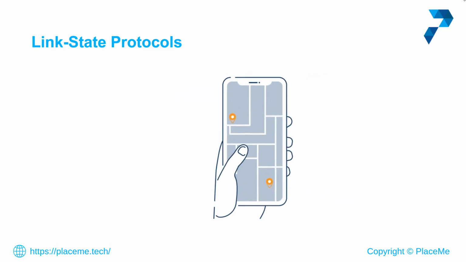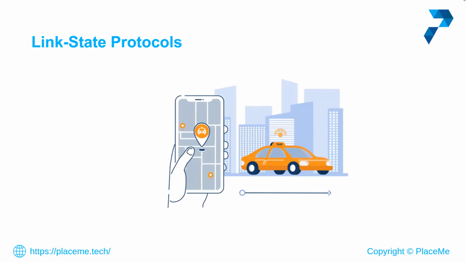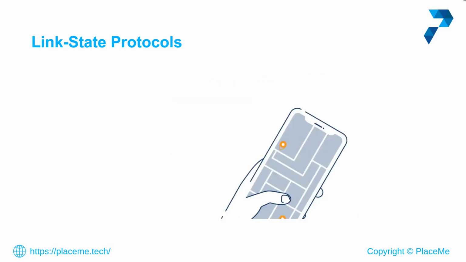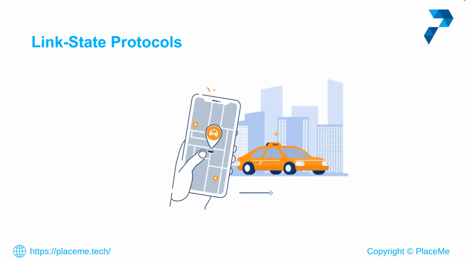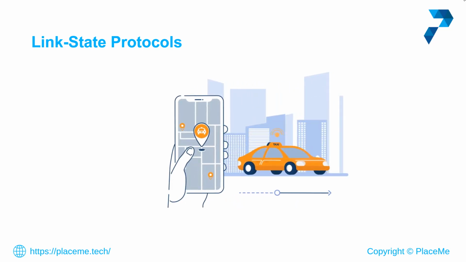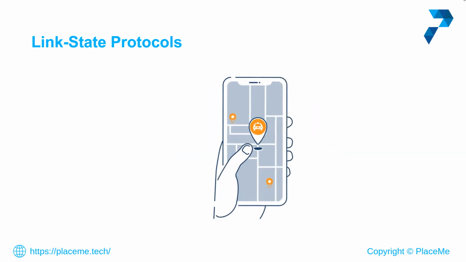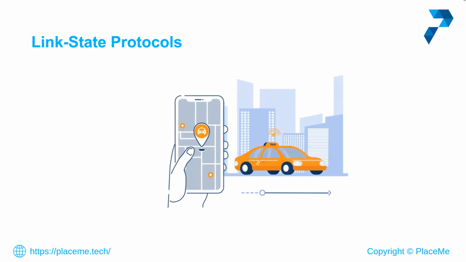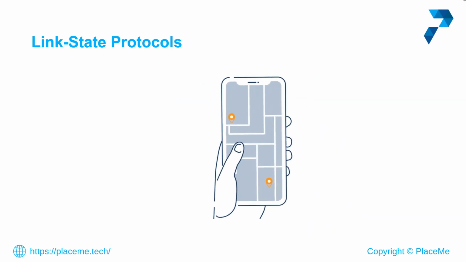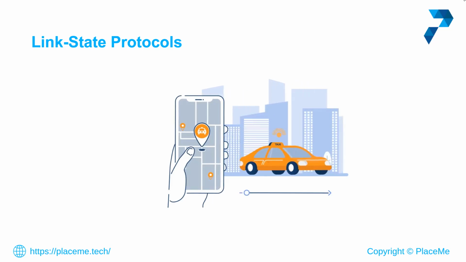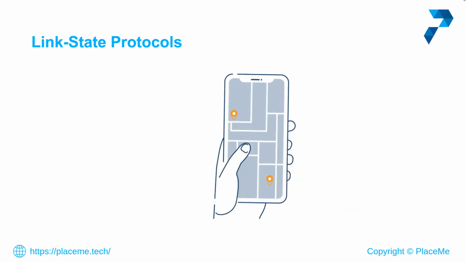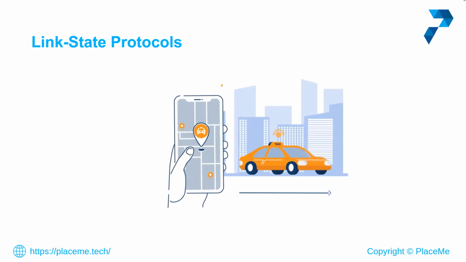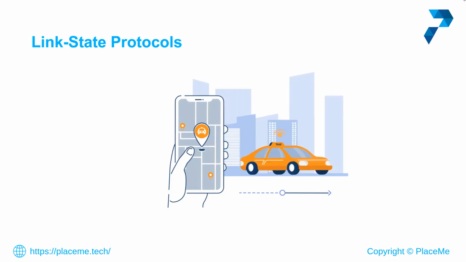Protocols like Open Shortest Path First provide routers with a complete network map. Instead of relying on neighbors for information, each router independently calculates the best path based on real-time network conditions. This makes link state protocols much faster, more efficient, and scalable for large networks.